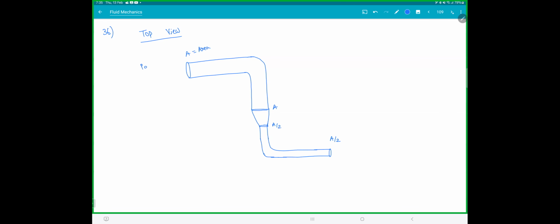Let the pressure be P naught here. Let the pressure also be P naught here, which is not actually true, but for our case, let's take it as P naught. Let's say liquid is entering here with speed V. So the liquid enters here, goes through this, and comes out from this. So in this process, this entire pipe will have some force. So there is a tendency for the pipe to rotate.